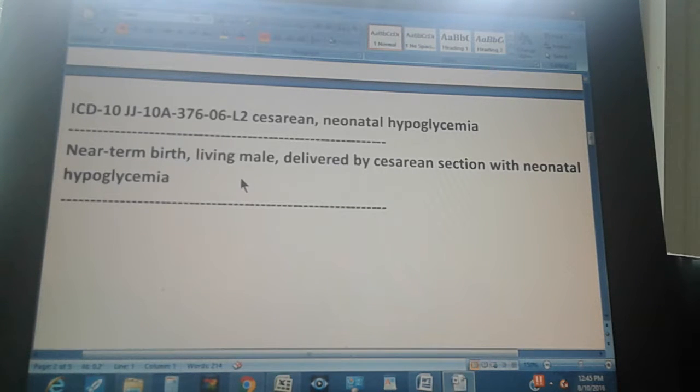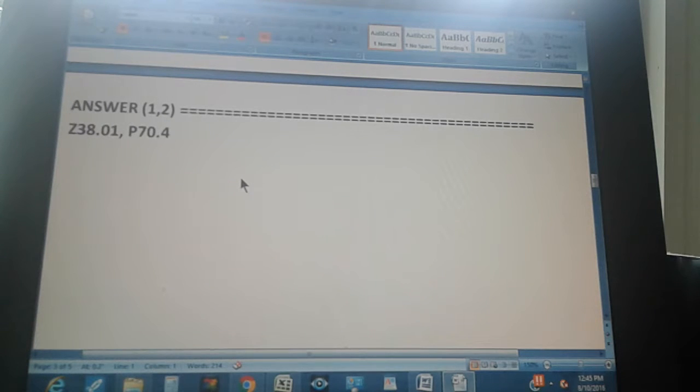So that is our diagnosis, and now we're going to count to 3, so you can pause the video and give us the ICD-10 code for this diagnosis. 1, 2, 3. Okay, there are 2 codes. The first code is Z38.01. That's for the birth. And the second code is P70.4, because the baby comes with hypoglycemia. So there are 2 codes, right? If you got those 2 codes right, then congratulations, just go to the next video. If you didn't get either of these 2 codes or both of them, let's give you a few tips.